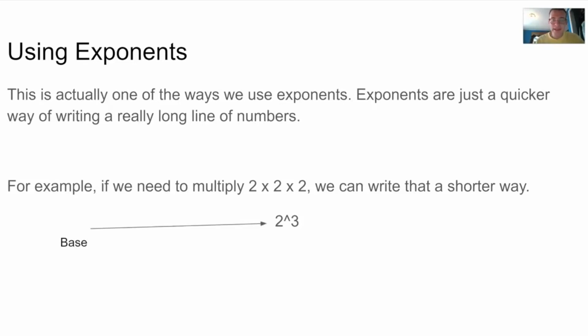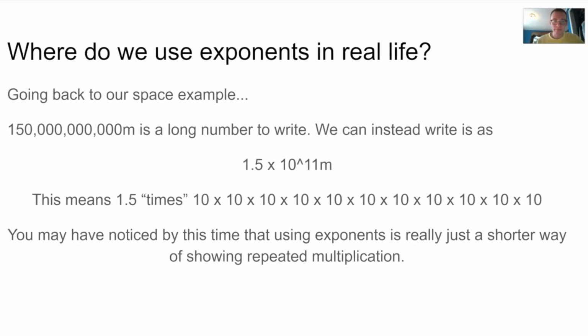The 2 is the base. The 3 is an exponent. So the answer is still 8. 2 times 2 times 2 is 8. 2 to the third is also 8. It's the same thing. So how do we use exponents in real life?